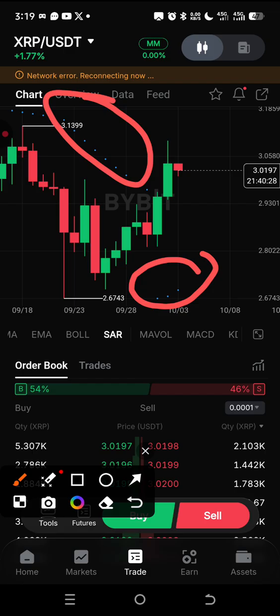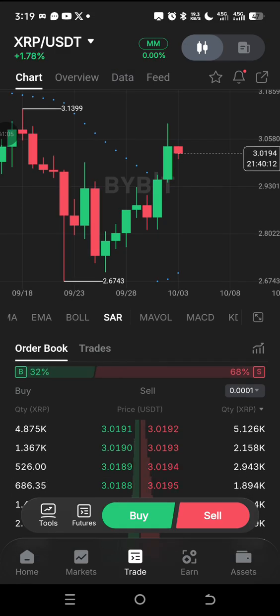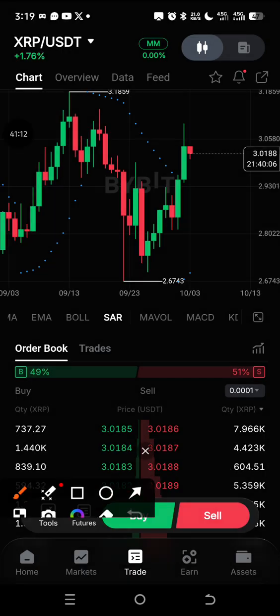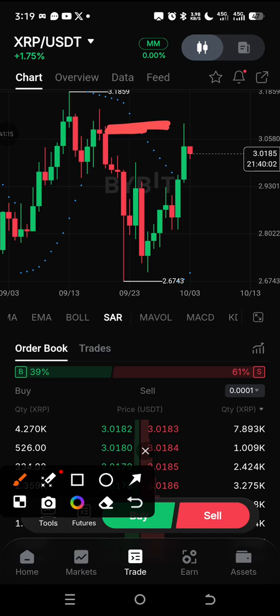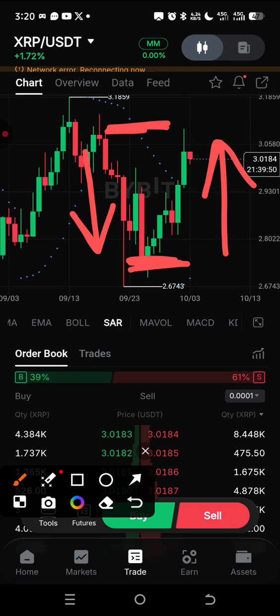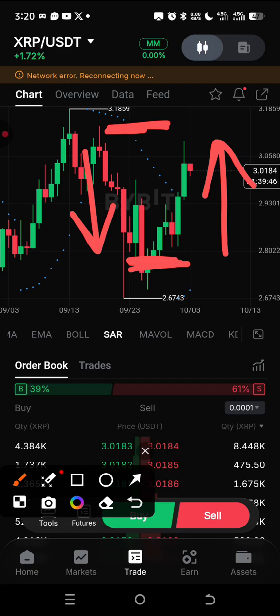So the parabolic SAR will help you to know the trend of the market, whether the market is in a bullish trend or it is in a bearish trend. So all these indicators put together will help you to take a well-informed decision as to whether to buy or to engage in a sell. You can imagine if a trader placed a sell order here, look at the profit that has been made. So much profit. Imagine a trader places a buy order here. Look at the profit that has been made. So much profit. So the parabolic SAR is a very, very good trading indicator that can also help us to do a lot within the market.